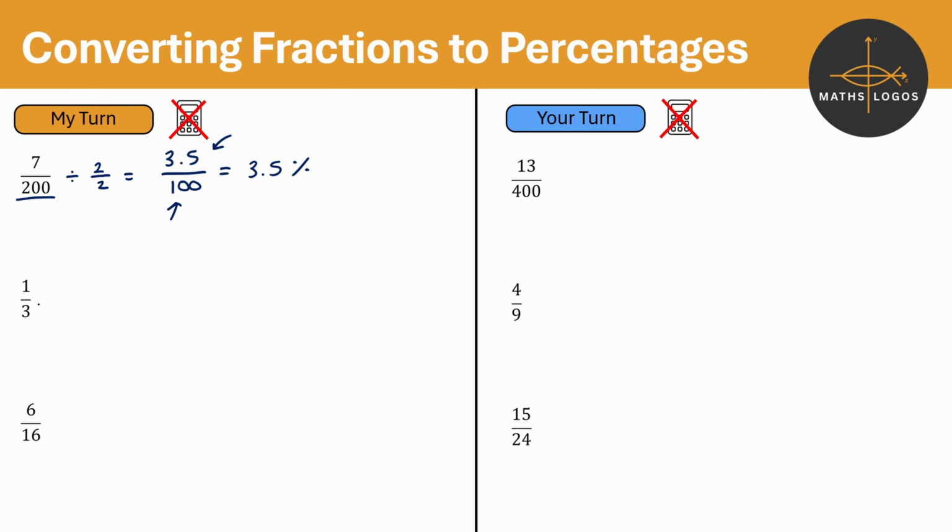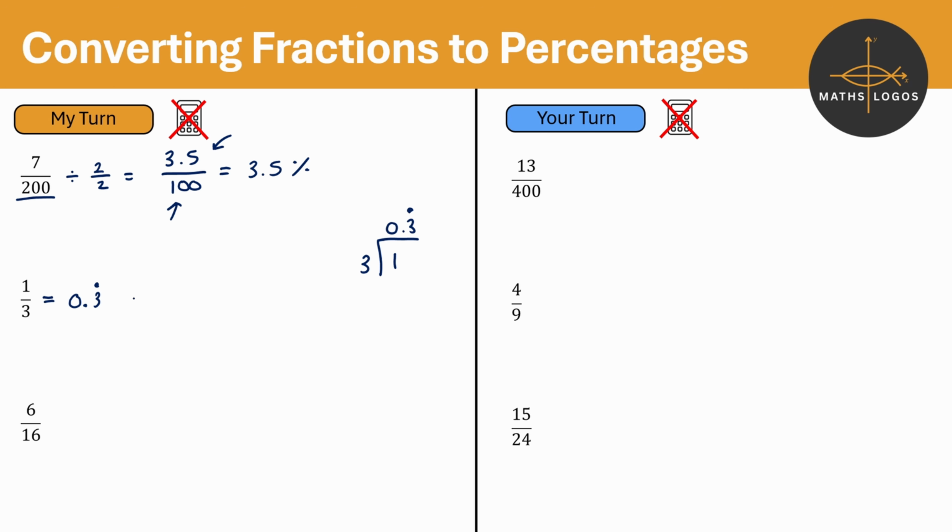The next example is 1/3. Now, I don't want to scale this up to a denominator of 100 because I cannot multiply 3 by any whole number to get to 100. I need a different way of doing it. And this is one of those examples where it's going to be helpful to convert 1/3 into a decimal. Now, 1/3 is one of the fractions we need to know the decimal equivalent. It's 0.3 recurring. If you didn't know that, simply set up your short division and do 1 divided by 3, and that would give you your decimal.